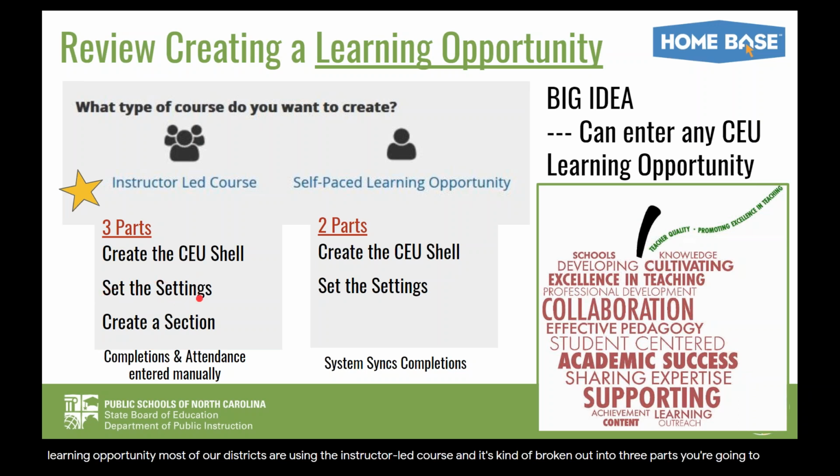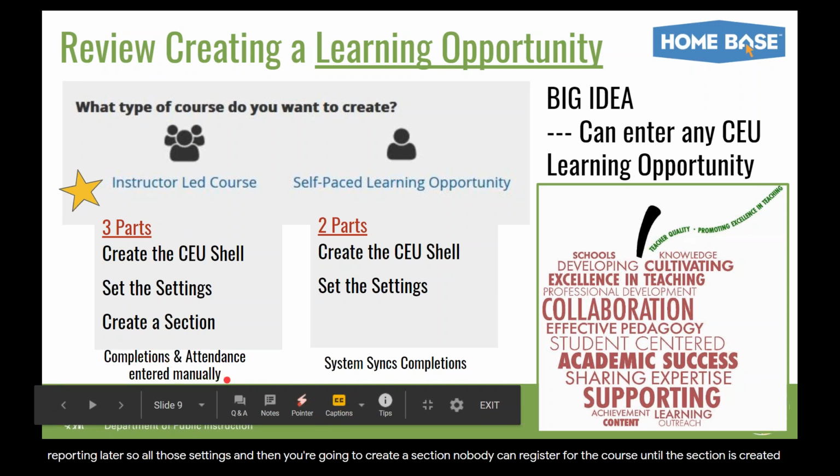And then you're going to set the settings. Who needs to see the course in the catalog? You need to set the location settings. You need to set if you're going to tag standards to this course so you can use that for reporting later. Set all those settings. And then you're going to create a section. Nobody can register for the course until the section is created. And then somebody has to manage the section and mark attendance and completions. It has to be done manually.